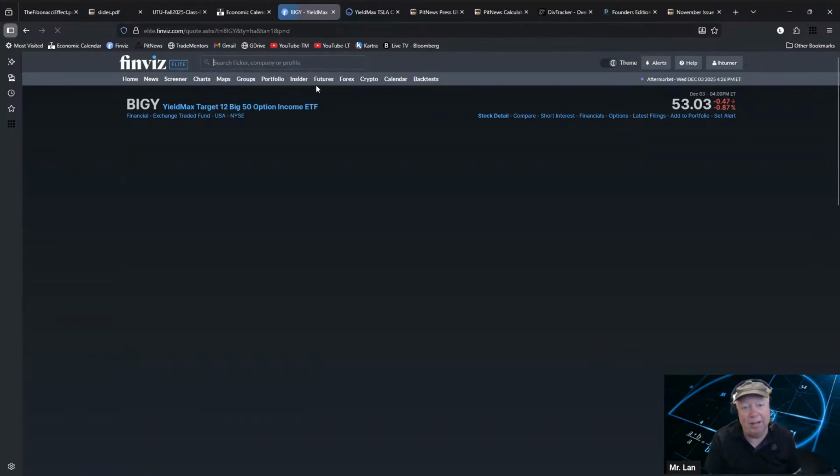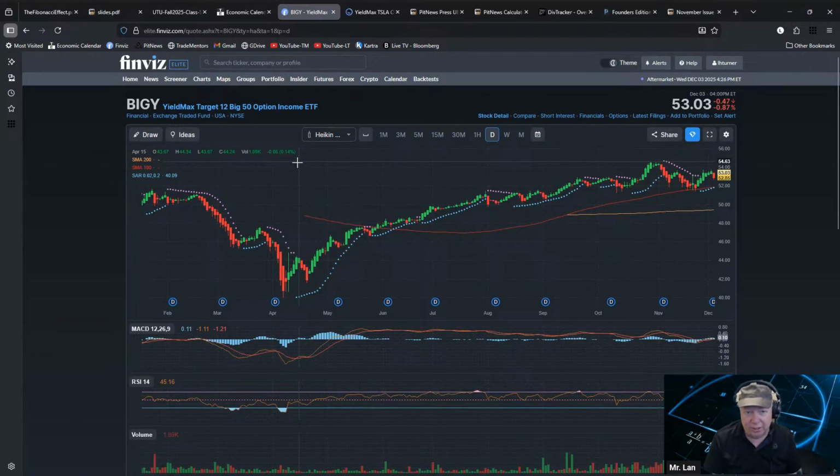But I don't think it's a bad thing because it does stabilize your net asset value. This is another one of their target 12s. So see, this is a yield max target 12. It's called the Big 50. And this is another one that they're doing target 12 on. So it's making more than 12% return because it's going up, and they're only giving you 12%. They're keeping the rest in the fund. Whatever else they make over and above 12%, they keep, which is what makes the market go up. I don't want them to keep anything. Give it all to me.